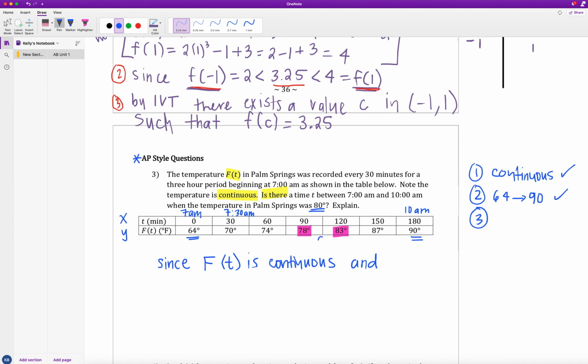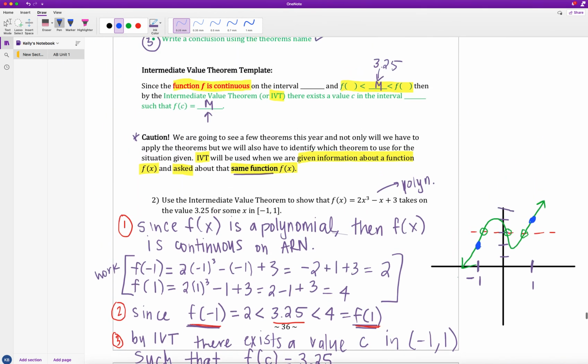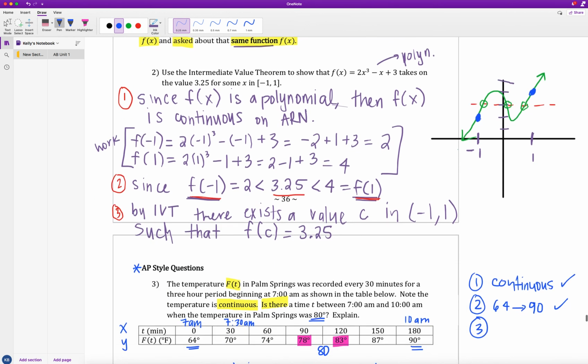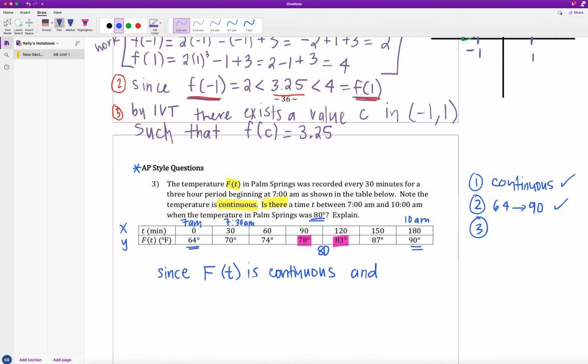Now, yes, 80 has to be somehow in between 78 to 83. So this will be the interval I'm looking at. But remember, I want this interval to be in terms of our function. So if I scroll back up to our template for this, we want to be looking at f of something less than that magic number less than f of something else. So instead of writing down 78 and 83, I want to write down f of 90, because in this case f of 90 is equal to the 78, and then I want to write down f of 120 since that is equal to the 83.